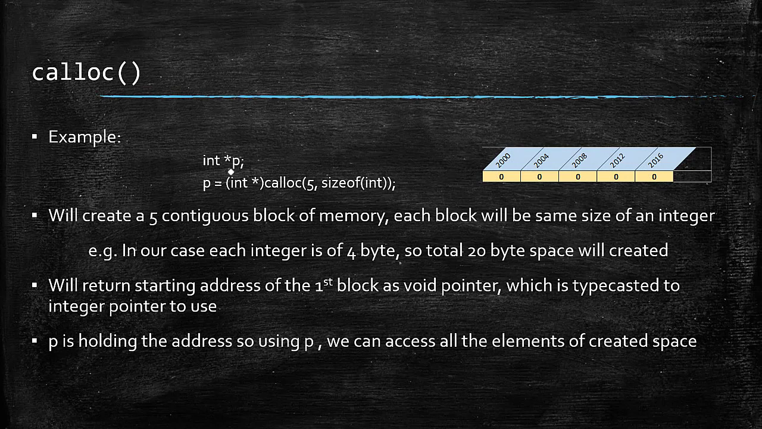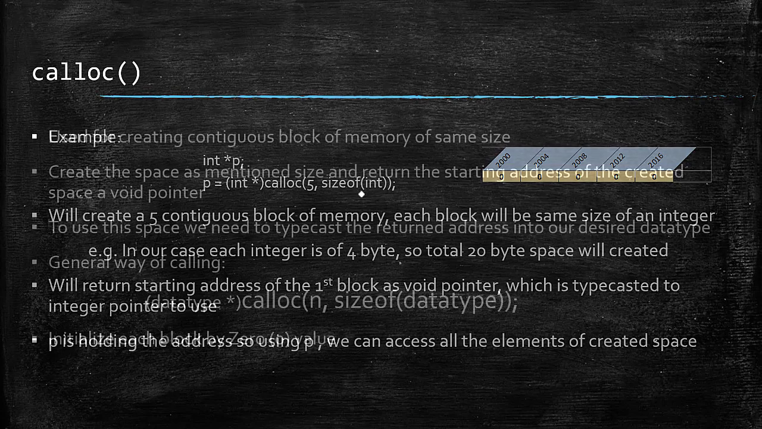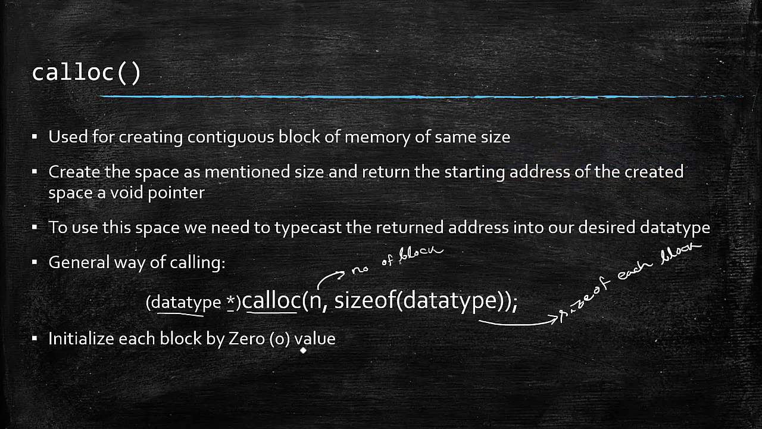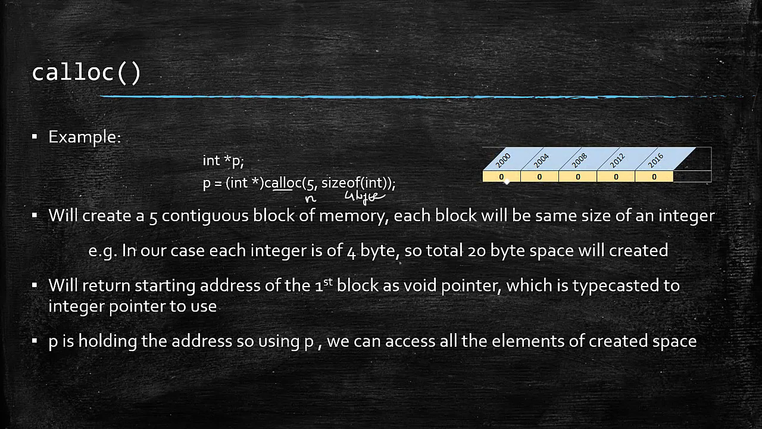Now in this calloc function, the n value is 5 and each and every block will have the size of an integer. So considering integer size as 4 bytes, each and every block will be of 4 bytes, right? So in total it is creating 5 into 4, 20 bytes of space, and there will be 5 blocks, each of 4 bytes. As we already know that calloc initializes each block to 0, each and every block will be initialized to 0. Now here in this diagram, assume that the starting address is 2000.